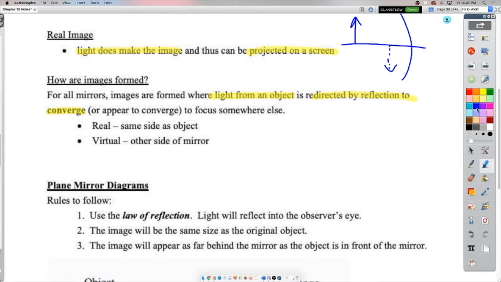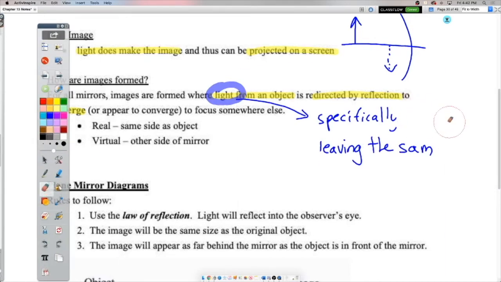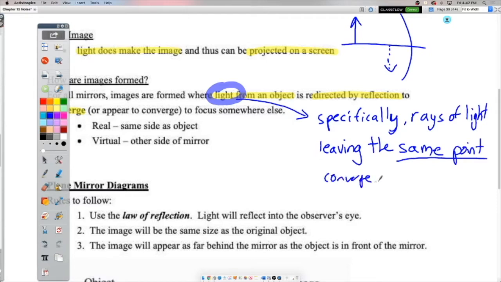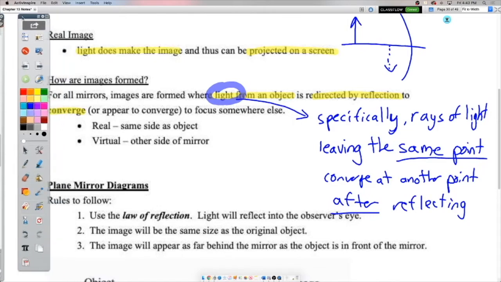Okay, so specifically, rays of light leaving the same point converge at another point after reflecting. It needs to be after reflecting, right? So think of it this way. If two rays of light leave your head, right, they both left your head. So if we're going to reproduce an image of your head, we have to see those two rays of light coming from the same place, right? You'll see what I mean when we get into some diagrams here, hopefully.